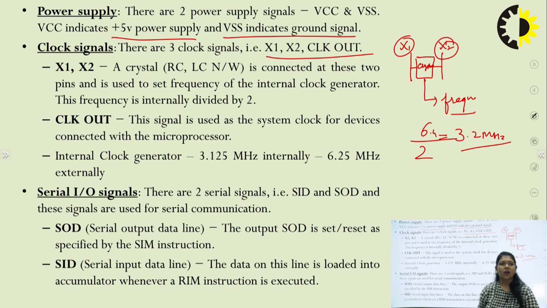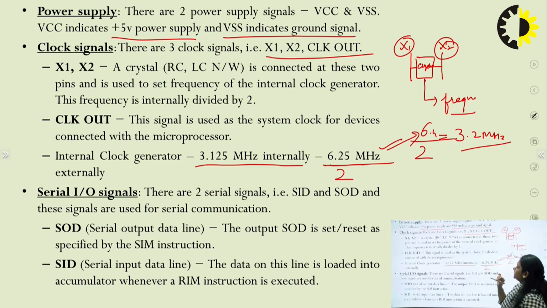So next is clock out. This signal is used as a system clock for devices connected with the microprocessor. The internal clock generator is 3.125 megahertz internally, and for externally we have to do this and it will be divided by 2 like this.